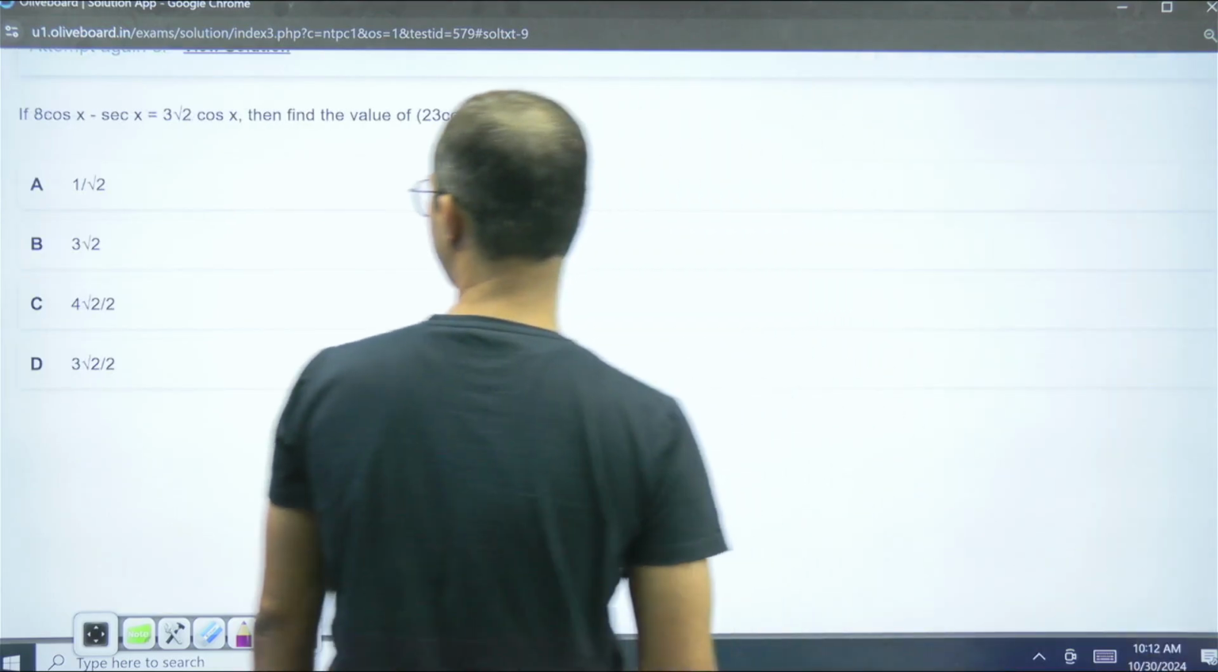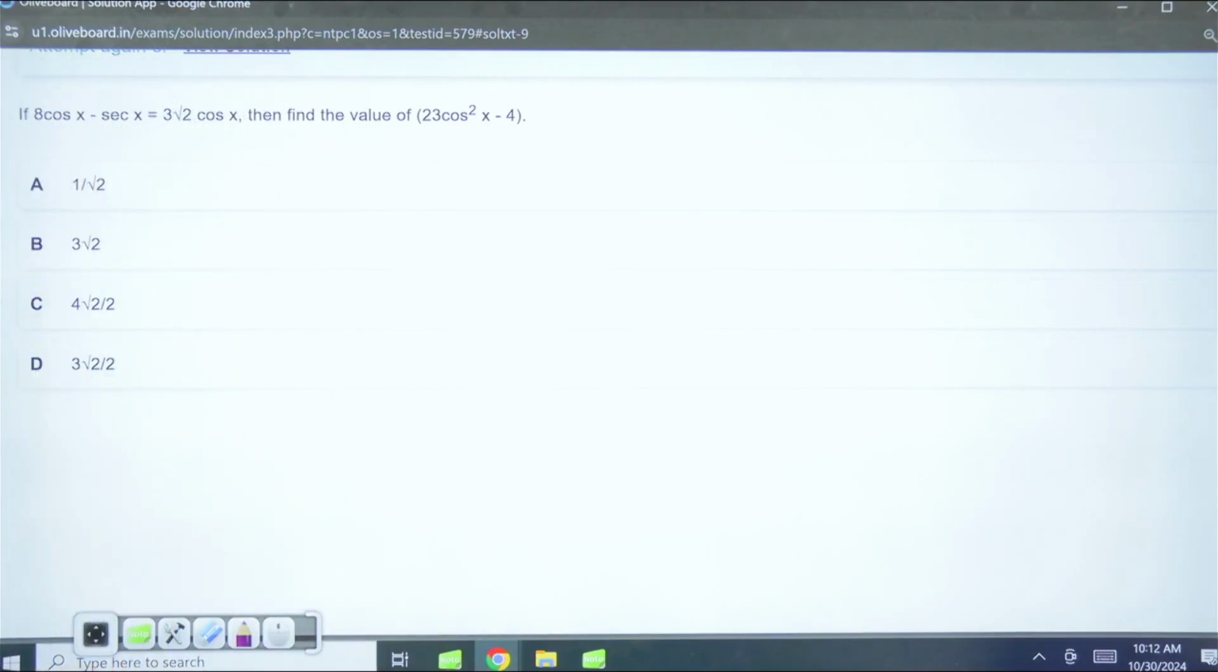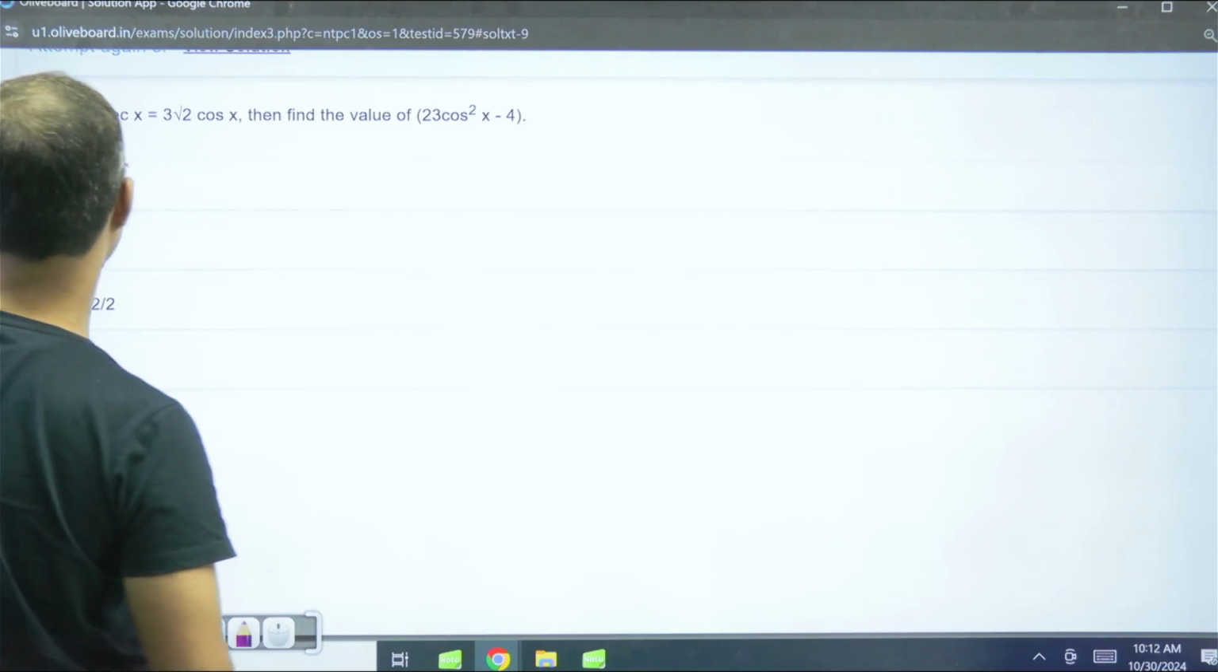Tell me what is the answer for this question. Yes, please tell me what is the answer of this question. See, this question belongs to the trigonometry section.